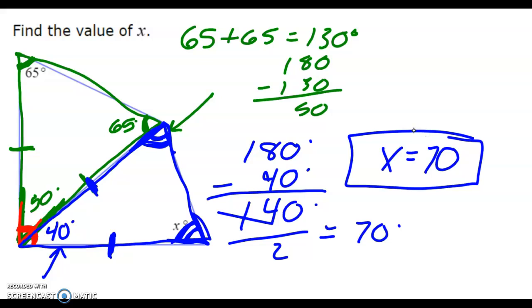Okay, so that's kind of what we talked about, where you have to walk through a path here. You're given this information and you had to get to this information. Well, let's think about the path we took. First, we had to figure that angle out with our isosceles information. Then we had to figure this angle out, knowing that the sum is 180.